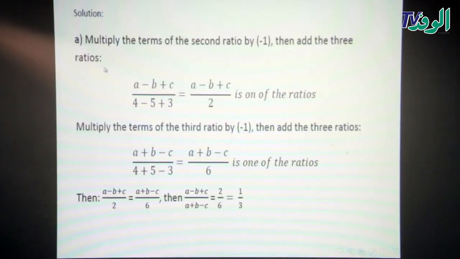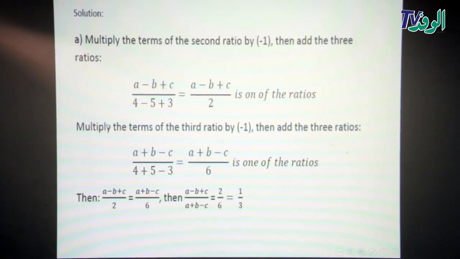But the second solution is nicer if we notice that b is made negative, so multiply the second ratio by negative 1, then add the three ratios. Multiply the terms of the second ratio by negative 1, then add the three ratios, and we get a minus b plus c over 4 minus 5 plus 3, which in simplest form is one of the ratios.